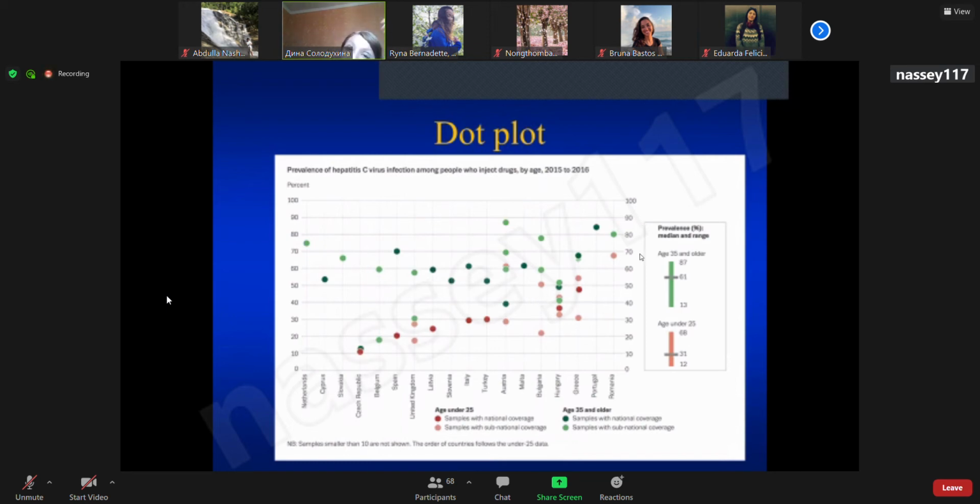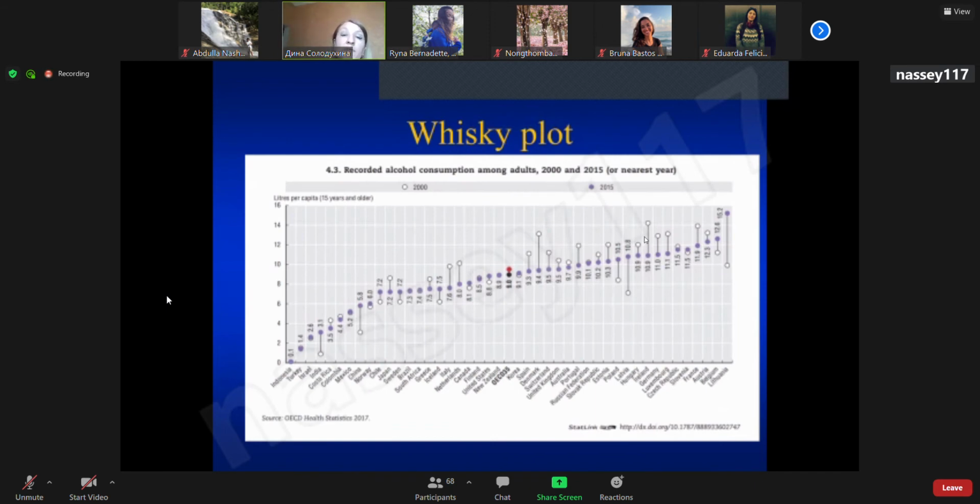This is an example of the whiskey plot, and we have the recorded alcohol consumption among adults in two different years, 2000 and 2015. So this is a kind of graph which is very good for dichotomous data. Dichotomy means two parameters only, and you see that for some countries like Lithuania, the range is very high, while for others it's very low, for example in New Zealand.